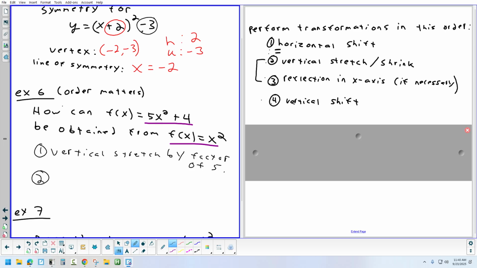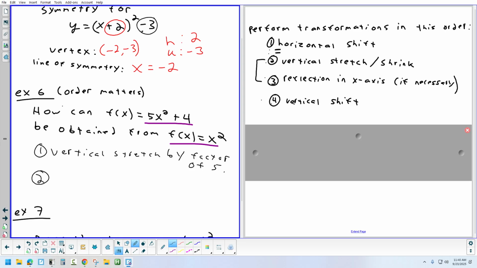Reflection over the x-axis. Is there a reflection in the x-axis on this one? No. What would we be looking for if there was a reflection? We would have something in a certain spot. Yeah, a negative in front of the 5. You would have a negative in front of the 5, and you don't. So no reflection. Do we have a vertical shift?